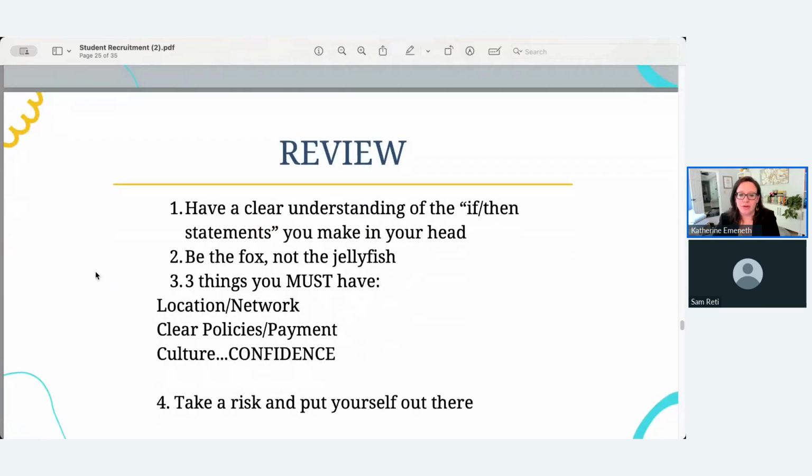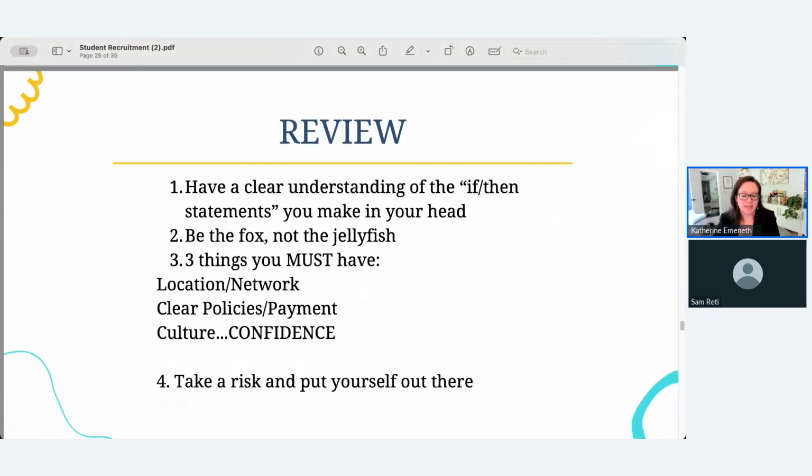So to review, you have to have a clear understanding of the if-then statements. You have to be the fox, not the jellyfish. You have to have that location network, that clear policies, your culture, and confidence. And you have to take a risk to put yourself out there.